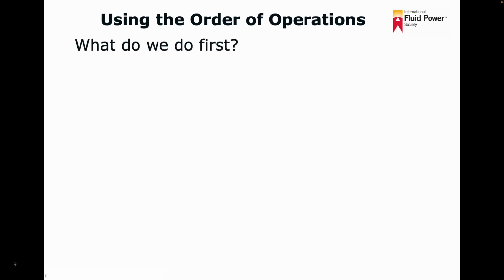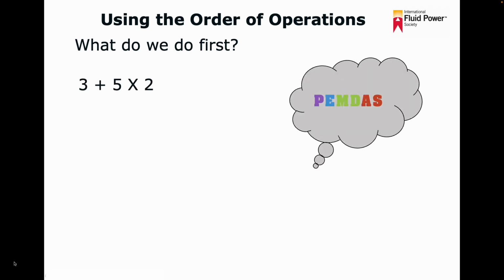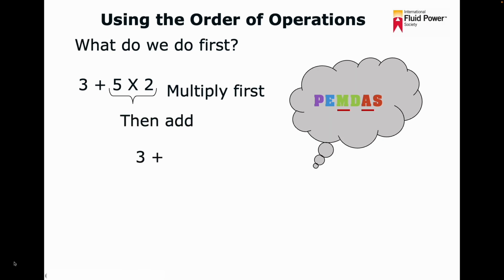Using the order of operations, what do we do first in this example? 3 plus 5 times 2. Well, PEMDAS says we multiply first, so 5 times 2 is 10, and then we add. So 3 plus 10 equals 13. Therefore, 13 is the correct answer.